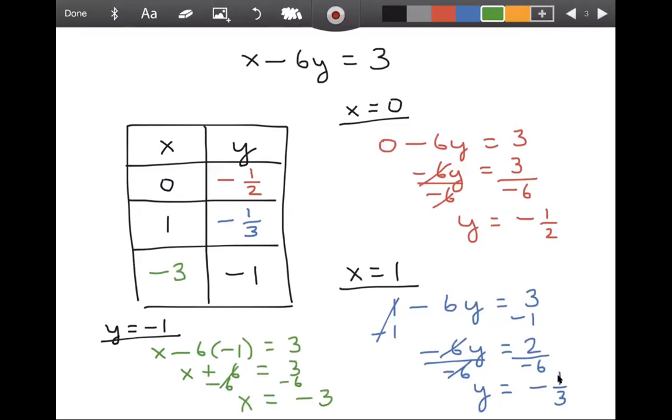All right, and that's all there is to do in this section. I believe in the next section, we're going to start graphing linear equations using these ordered pair solutions. So we will see you for that next time.